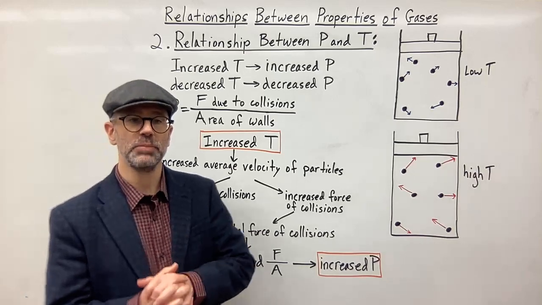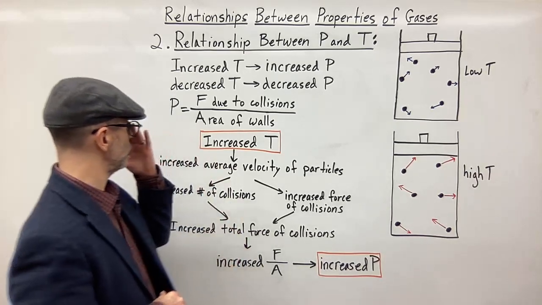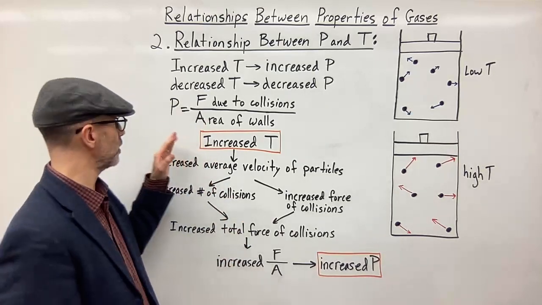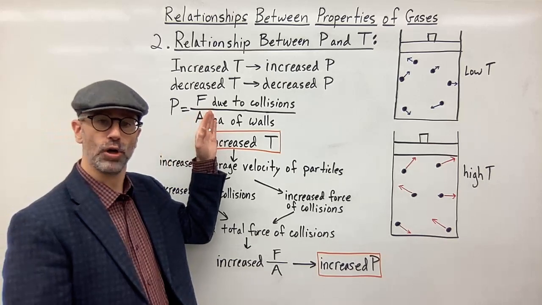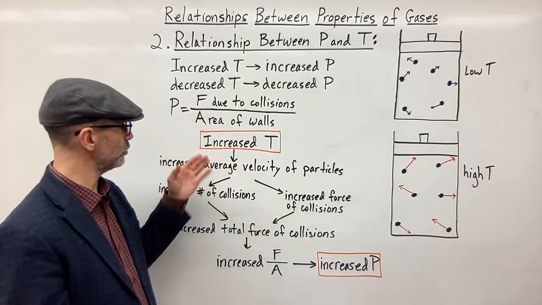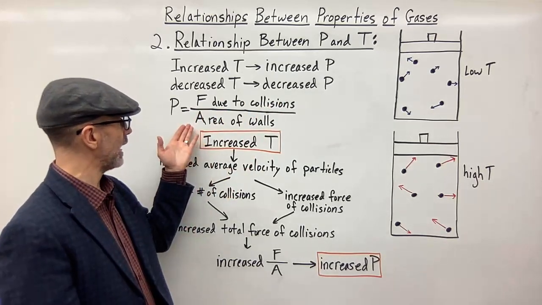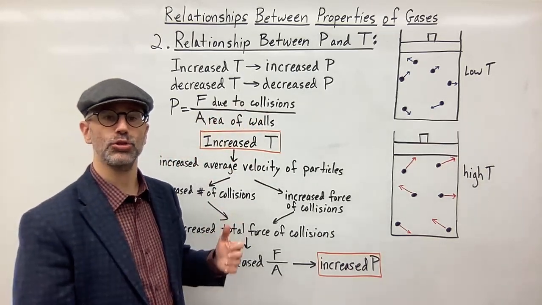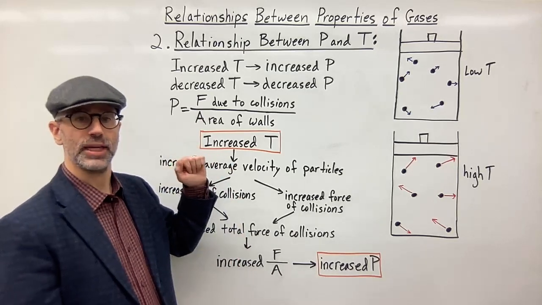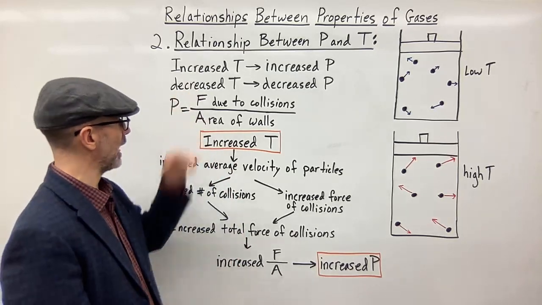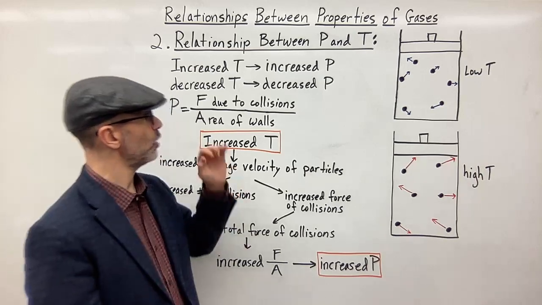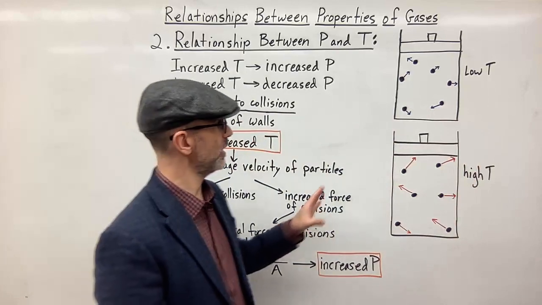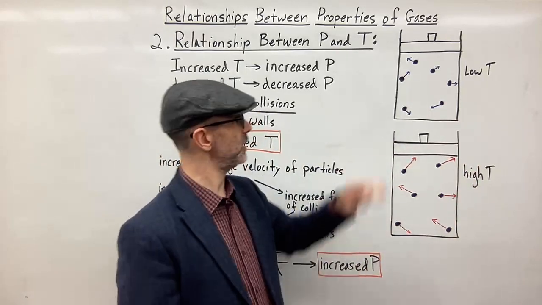So how can we explain this? Again, we go back to our understanding of pressure here. Pressure is equal to the force due to collisions of the particles onto the sides of the container and the area of the walls. So pressure is equal to the relationship between force and area. And so if you look at my picture here again, we've got two containers with a piston again.